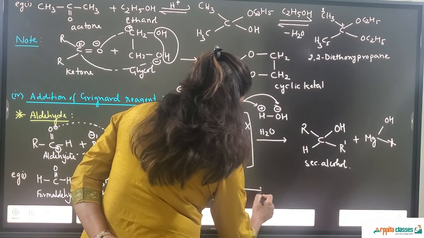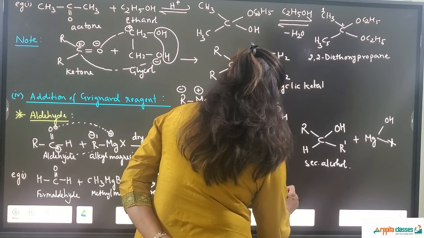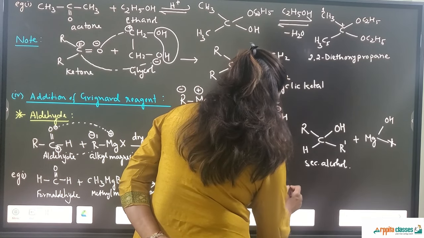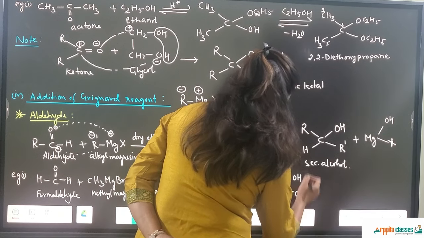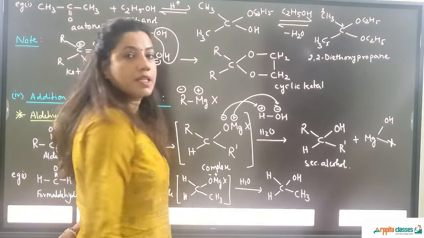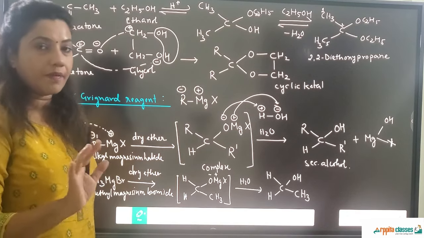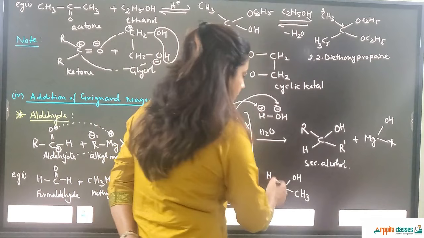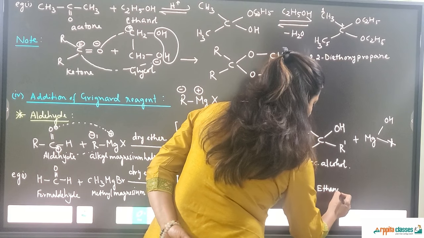It's a complex which on hydrolysis, the OMgX part, only you need to remember, the OMgX part will convert into OH, that's all. So we get CH3CH2OH. It's a primary alcohol. Very important conclusion we are going to draw. After some time you'll understand. It's a primary alcohol. This is called ethanol. The product is ethanol.